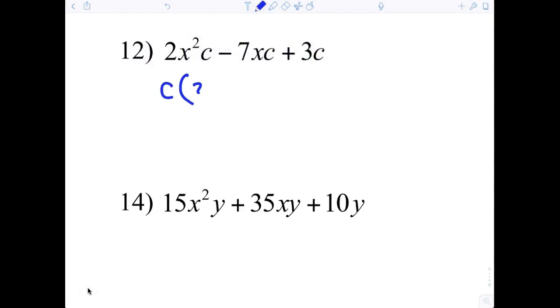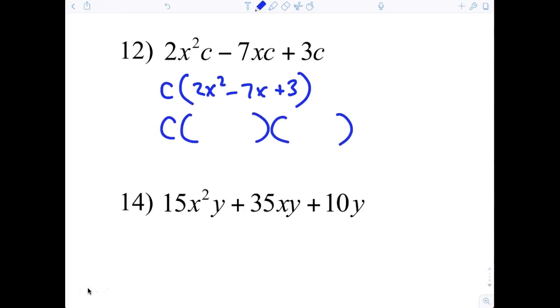C, 2x squared minus 7x plus 3. It can't be... We can factor that for sure. Yeah, for sure. And C and X, 2 sets of parentheses. So 2x and x.